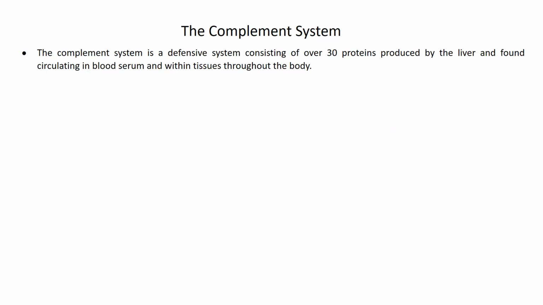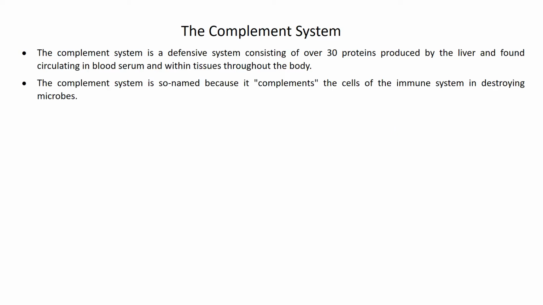What is the complement system? It is a defensive system. It consists of over 30 proteins, is produced by the liver, and is found circulating in blood, serum, and within tissues throughout the body.